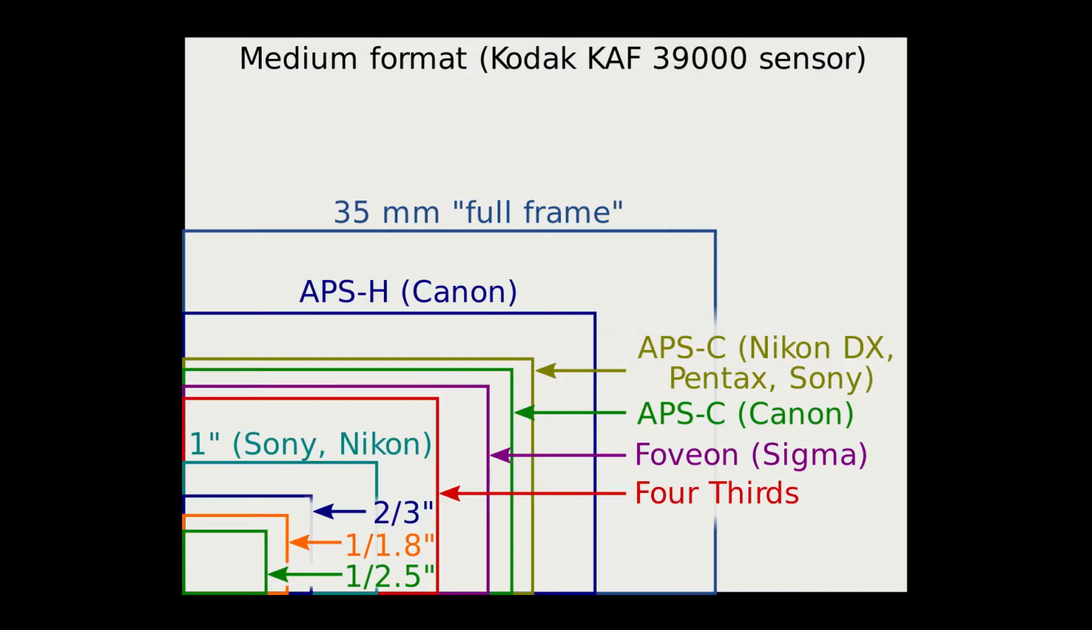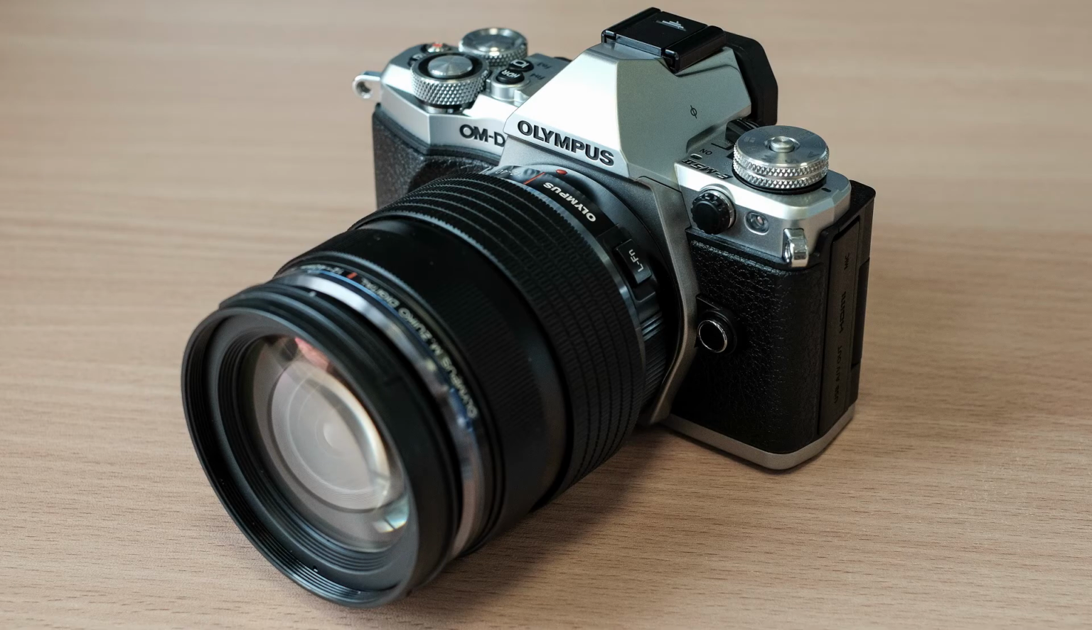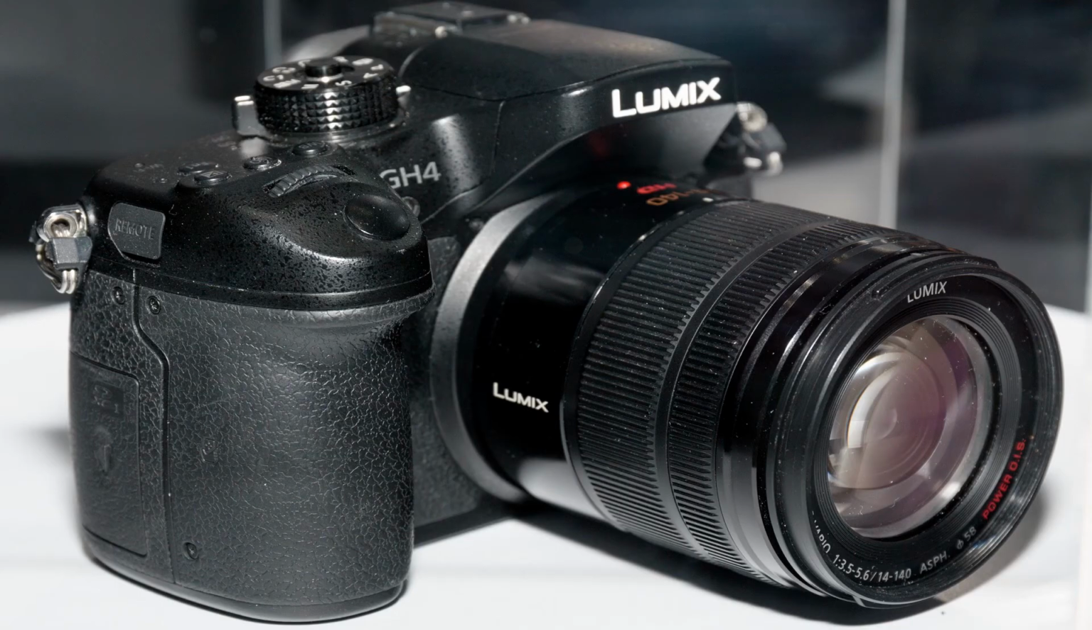Then we have 4/3 sensors with dimensions 17.3 by 13 mm. They are used for 4/3 DSLRs and micro 4/3 models. They are roughly a quarter of the size of a full frame sensor, and cameras like the GH4 use this sensor.